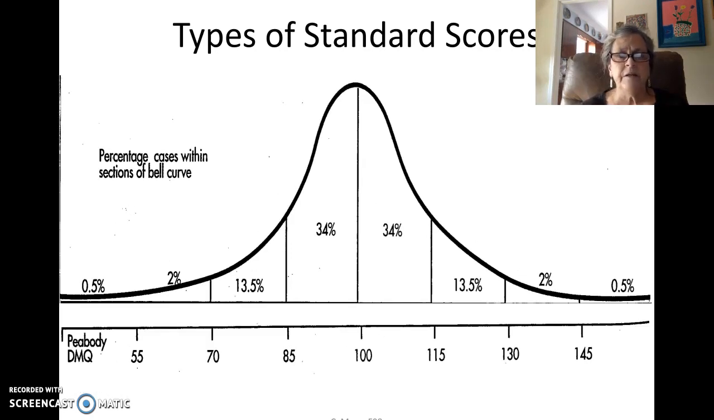On the Peabody, with the developmental motor quotient scores you get, they put the center at 100. So if a child falls between -1 and +1 standard deviations, that means their score landed between 85 and 115.